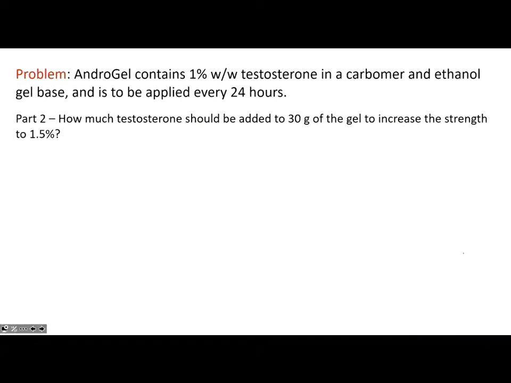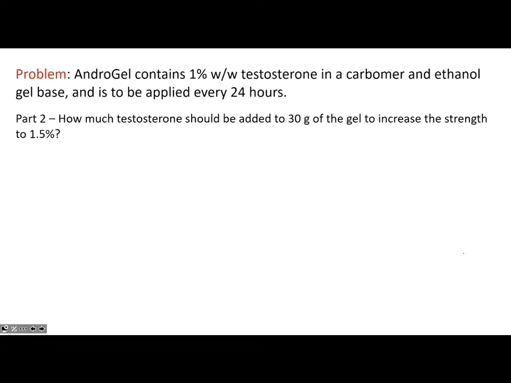Let's keep going. Let's get back to our alligations, because it says how much testosterone should be added to 30 grams of this gel to increase its strength from, where did we say we started with? 1%. And we want to fortify it and make it stronger so that it's 1.5%. So we need to add drug. We need to add mass. Our source is pure testosterone. We have pure testosterone drug powder. We can add to this gel to go from 1% up to 1.5%, all right?